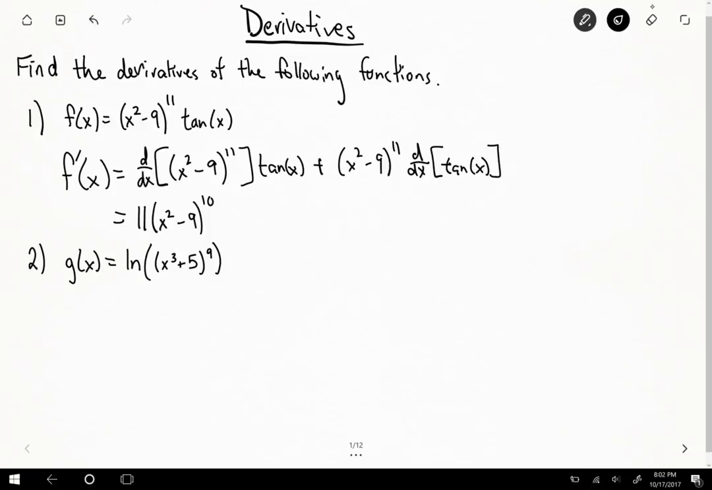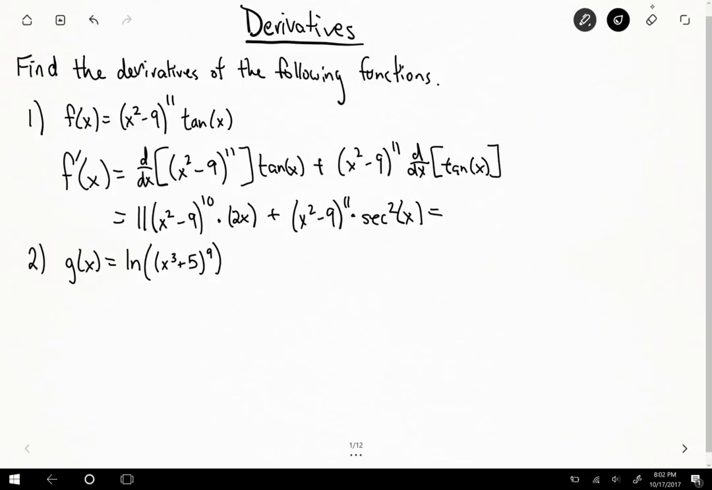So that x squared minus 9, what is the derivative of that? Well, the derivative of x squared is 2x. So we're going to multiply by 2x, and the derivative of negative 9, since that's a constant, is 0, so we'll just close off that parentheses. With the second piece, plus we have x squared minus 9 raised to the 11th power times the derivative of tangent of x, which is going to be secant squared of x.